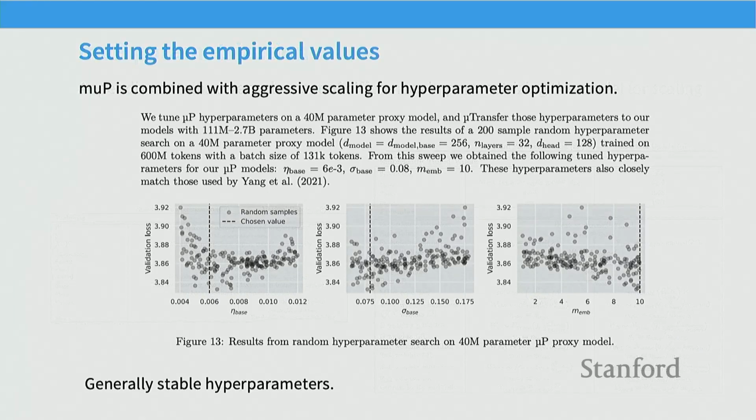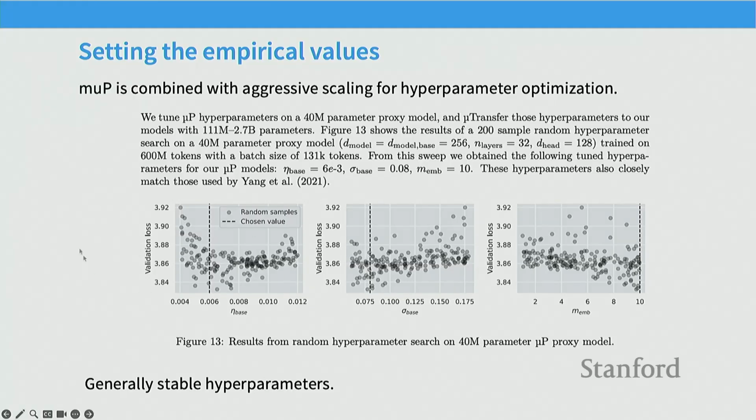Another interesting thing that we also see in some of the other scaling strategies is that you combine strategies like μP, which makes hyperparameter selection stable, with very, very aggressive scaling. So what they do here is they scale their experiments all the way down to 40 million parameters. They do extensive hyperparameter search on this proxy model, and then they scale things back up using μP to try to keep hyperparameters as stable as possible.